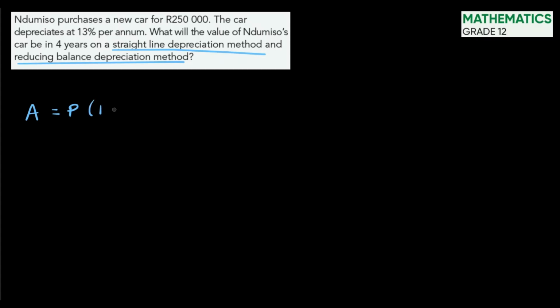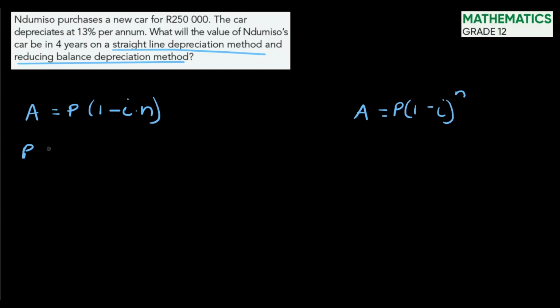So straight line depreciation method, the easiest way to remember it, is the simple interest formula with the negative instead of the positive. This will be a straight line depreciation. And reducing balance is the compound interest formula with the negative. And everything else stays the same. A is the accumulated amount, P is the principal, I is interest divided by 100, and N is the number of years. So let's go ahead and answer this question.